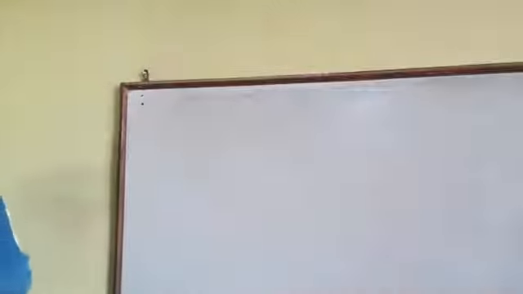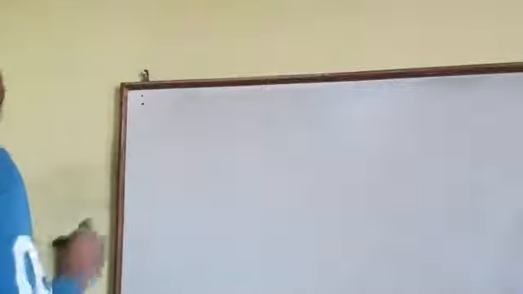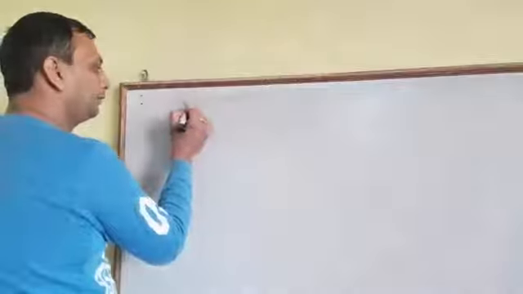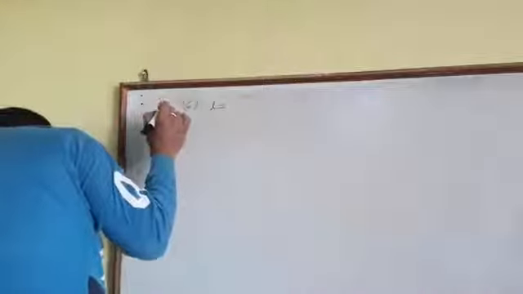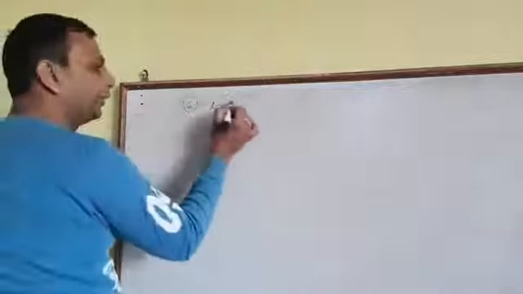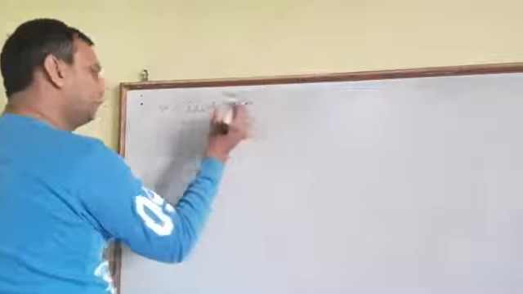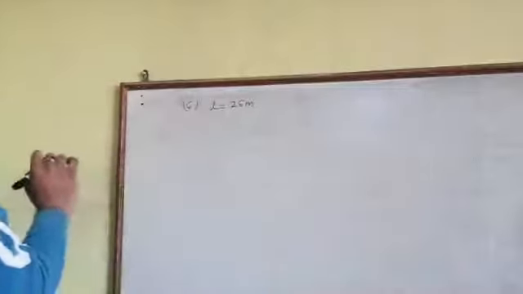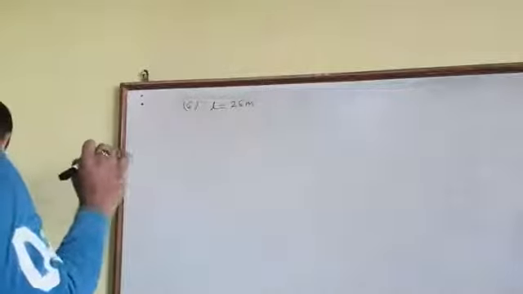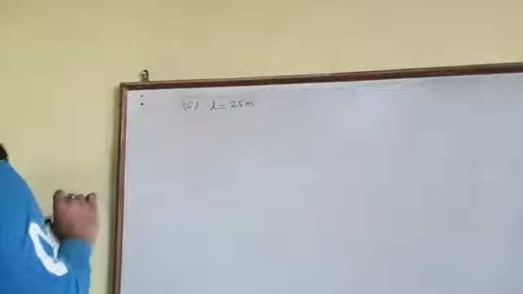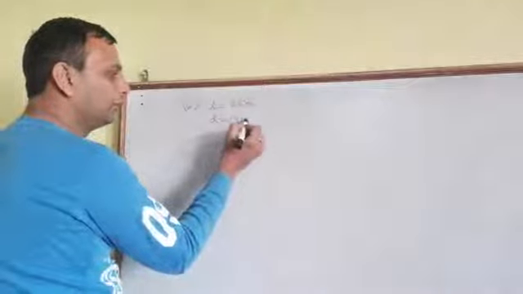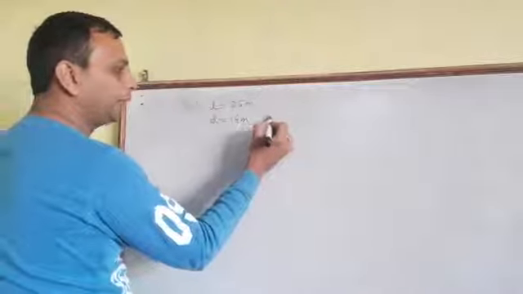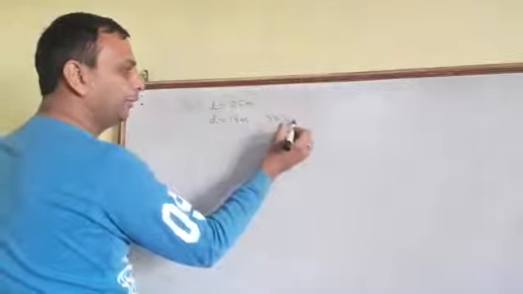Now in question number 6 it is written that the slant height and the diameter are given. The slant height is 25 meter, and the diameter of the conical top is given as 14 meter. If the diameter is 14, then the radius will be 7 meter.